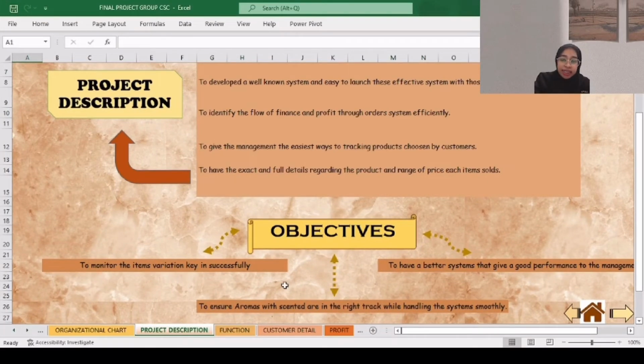And the last objective is to monitor the items variation key in successfully. For example, in our group project, we have taken the data from the customer details in order to create the pivot table and can find the best selling product.